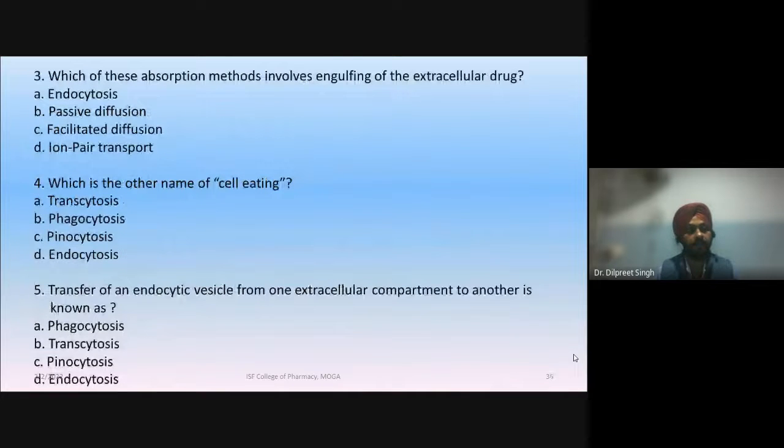The third question is which of the absorption methods involves the engulfing of the extracellular drug? The answer is C, that is facilitated diffusion. Which one is the other name of cell eating? That is called phagocytosis. For the fifth question, what is the phenomenon that transfers an endocytic vesicle from one extracellular compartment to another? The prime mechanism is C, that is called pinocytosis.